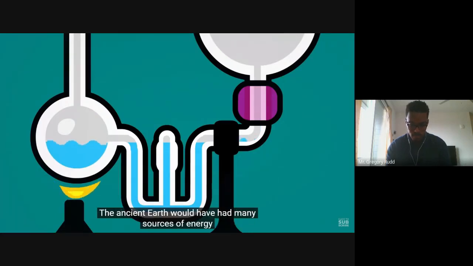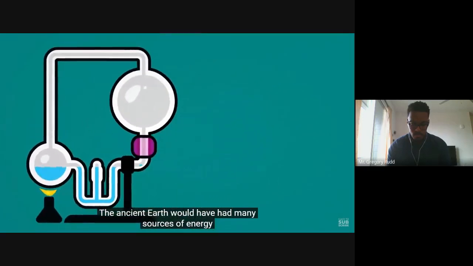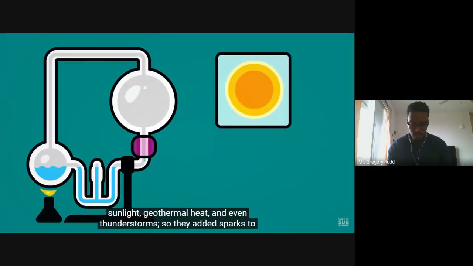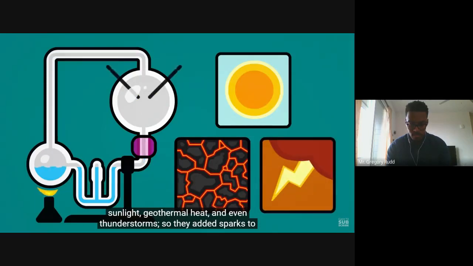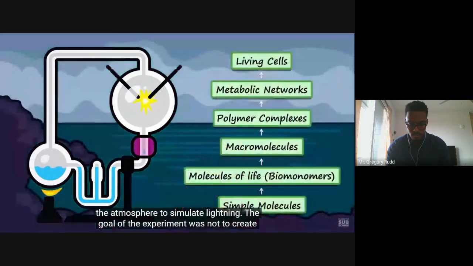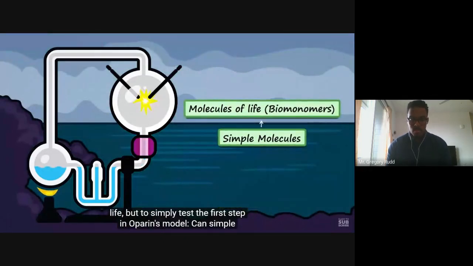The ancient Earth would have had many sources of energy, sunlight, geothermal heat, and even thunderstorms, so they added sparks to the atmosphere to simulate lightning. The goal of the experiment was not to create life, but to simply test the first step in Oparin's model. Can simple chemistry naturally give rise to the complex molecules of life?